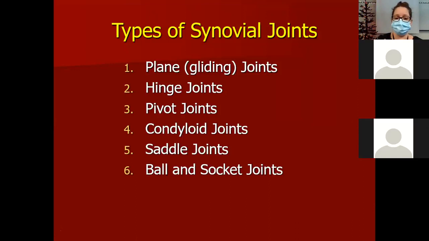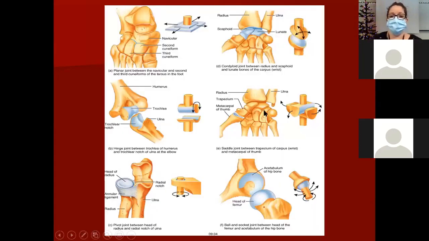You have condyloid joints, which I'm not even really sure. Is that the neck? Whatever. You have saddle joints allowing your thumb to do this and this. And then you have ball and socket joints allowing for the most free range of motion that exists. And here they all are.